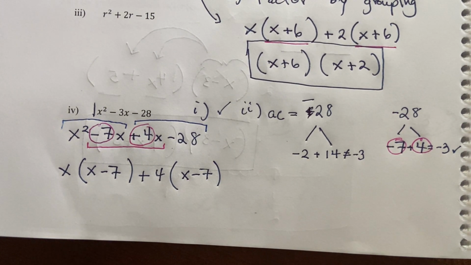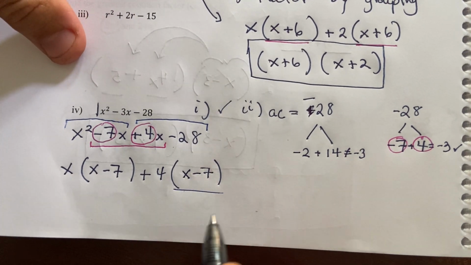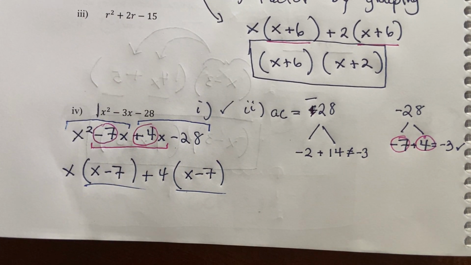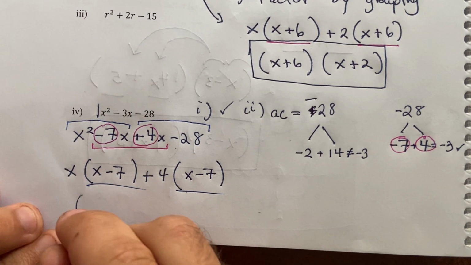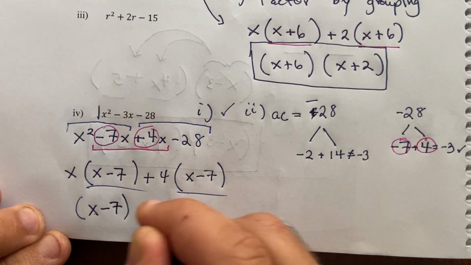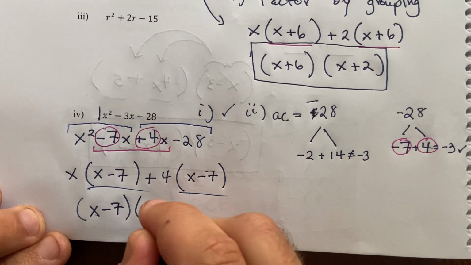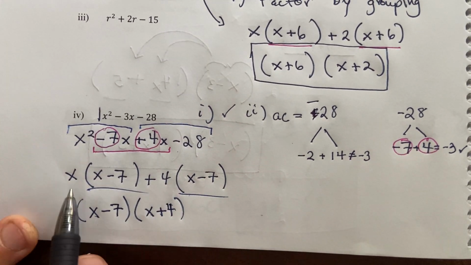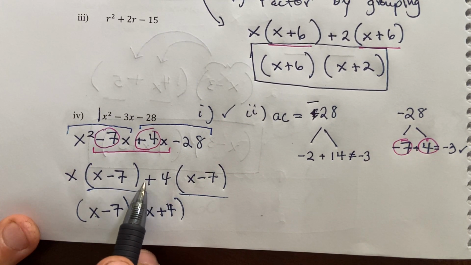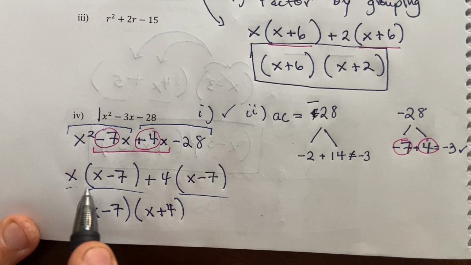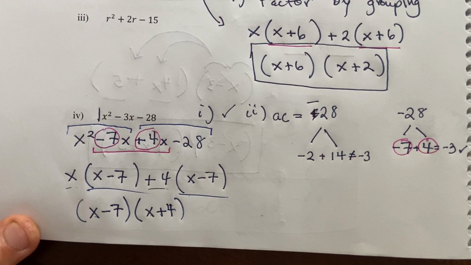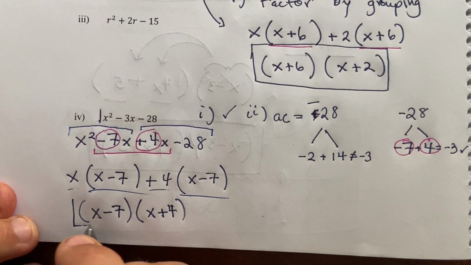These two things are the same. So factor that commonality out, x minus 7, leaving behind x plus 4. It'll always be these pieces out front that are left behind. So the x plus 4 coming from x plus 4. This is our factored version.